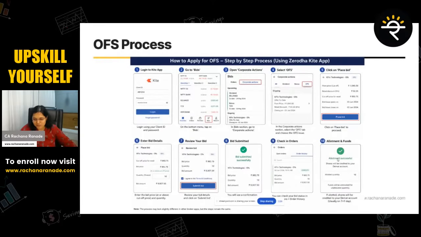So I hope this is absolutely clear, just in case anyone wants to participate in the OFS process, how to do that. That's what we discussed right now.